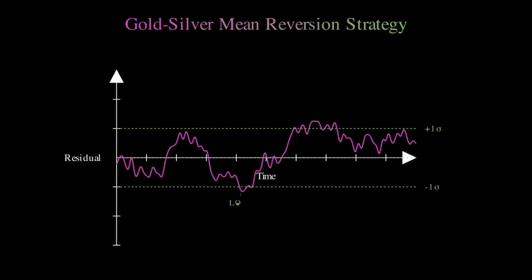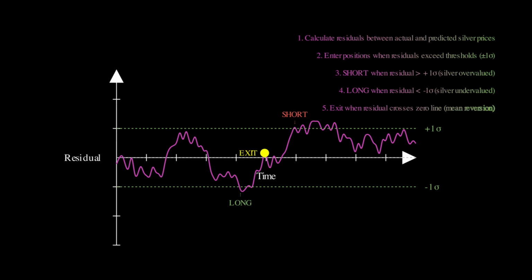We're going to calculate the residuals, which are the difference between actual and predicted silver prices. Then we watch for when those residuals move beyond one standard deviation. If they are above that threshold, we short the ratio, expecting silver to fall relative to gold. If they are below, we go long, expecting silver to rise back toward the predicted value. And then we exit when the residuals cross back over the zero line.